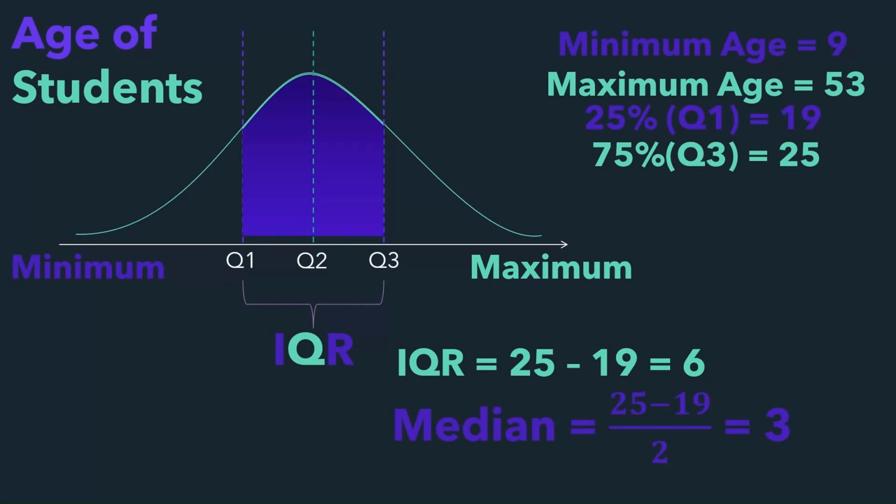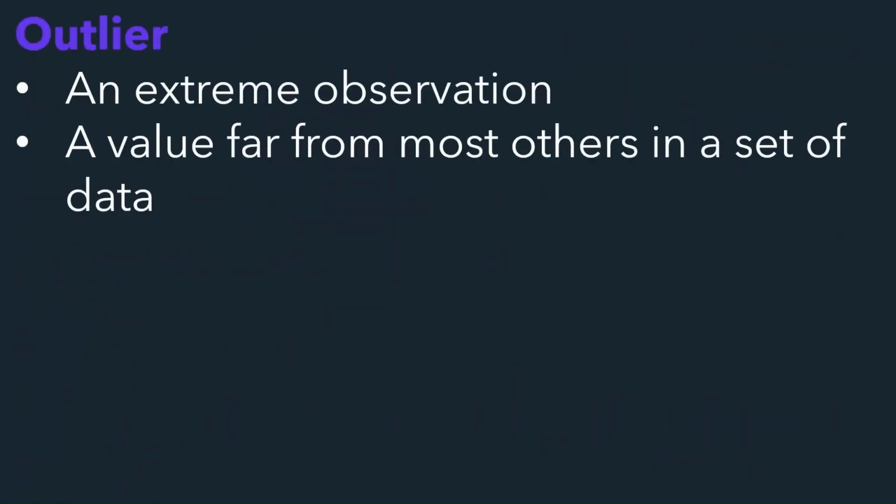Well, if you look at these values carefully, the first 25% of the data will be under the age of 19. Meaning in my class, the first 25% of data points are under the age of 19, whereas 75% of the students are under the age of 25. So here the maximum age is 53, but 75% of the students are under the age of 25. Okay, so mark these points, and with these points, let's talk about what an outlier is.